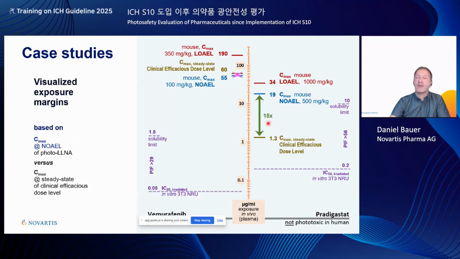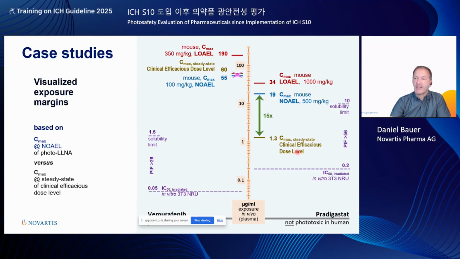I have a pointer here. So you see the NOAL in blue. It gives 19 microgram per ml in these mice at the Cmax at a dose of 500. This was a dose where we didn't see any toxicity. The next dose at 1000 gives a dose proportional increase of 34 microgram per ml in mice, and this was leading to erythema and edema.